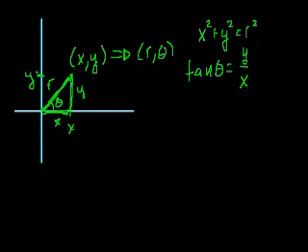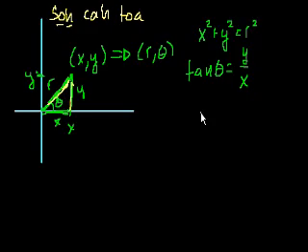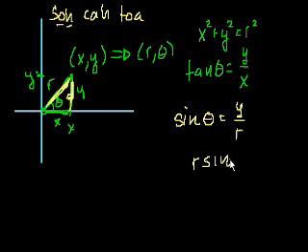Let me write SOHCAHTOA down. SOHCAHTOA. So what deals with the opposite and the hypotenuse? Opposite and hypotenuse. Sine. So the sine of theta is equal to the opposite, which is the y side, y, over the hypotenuse, which is r. And so if you multiply both sides by r, you get what? R sine theta is equal to y.